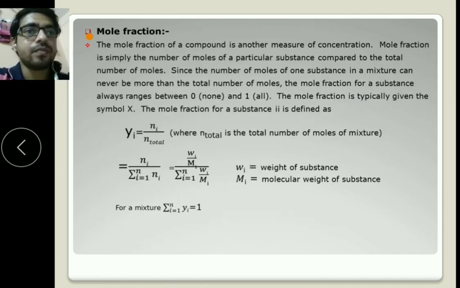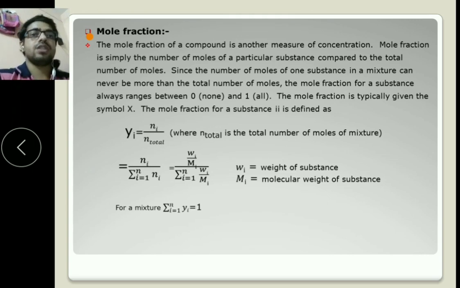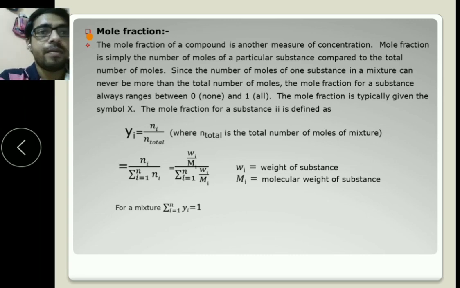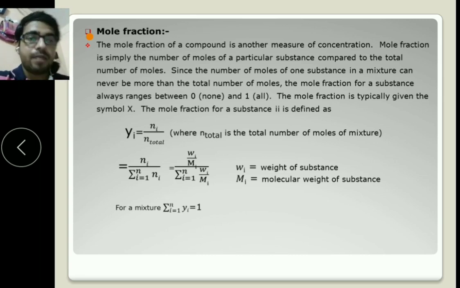Next, mole fraction. The mole fraction of a compound is another measurement of concentration, like a molar concentration. The mole fraction is simply the number of moles of a particular substance compared to the total number of moles. So mole fraction is the number of moles divided by the total moles in the mixture.